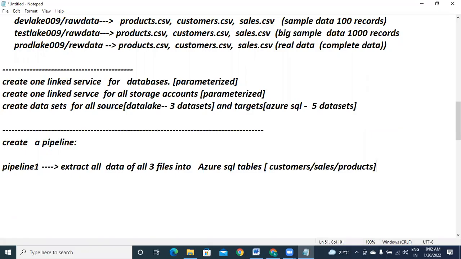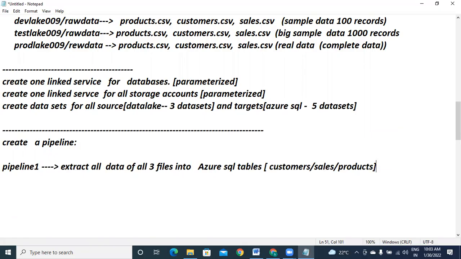Don't ask me how. You investigate and answer me later. I'm not asking products file to products table, one pipeline, sales file to sales table, one pipeline, customers file to customers table, one pipeline. I'm not asking 3 pipelines. I'm asking a single pipeline. But copy activity should have only one source, one target. You investigate yourself how to do this task.